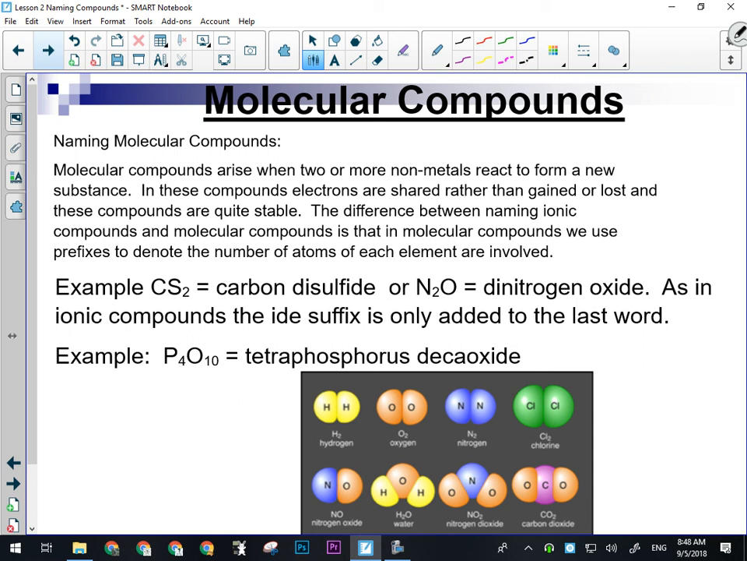Okay, so if we have this compound right here, we have carbon, we have 2 sulfurs, so this is carbon disulfide. Why didn't I put a mono on the carbon? Right. The first element is the only one that doesn't get mono. If you have one of the first element, you never use mono on the first one. Every other prefix you do, but for some reason not mono.